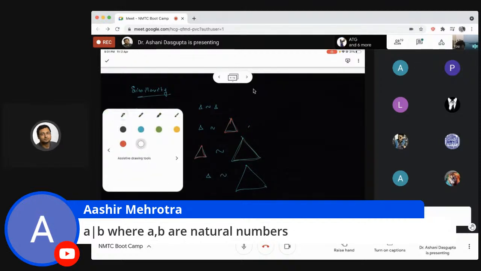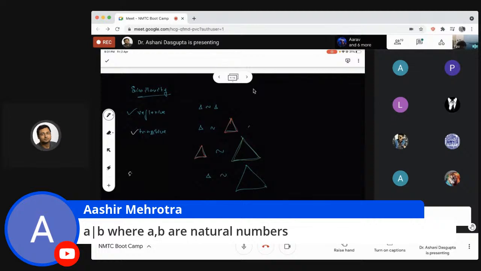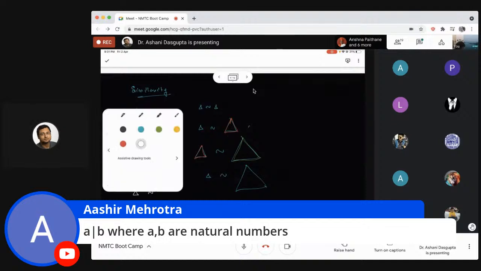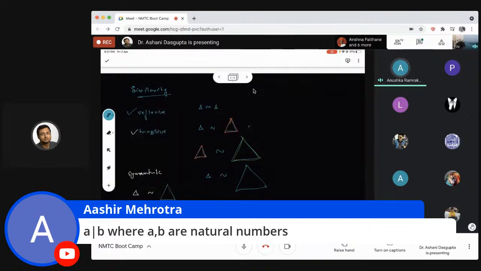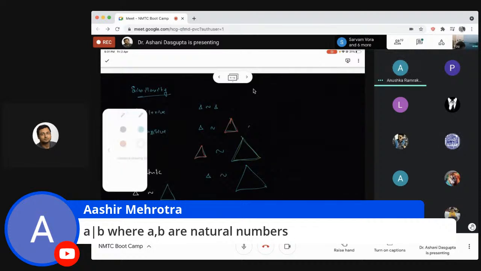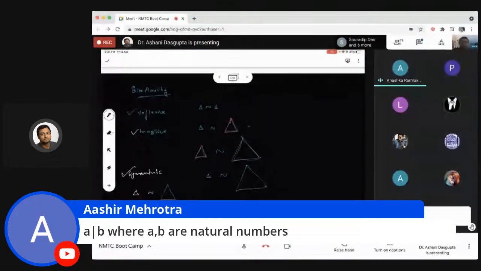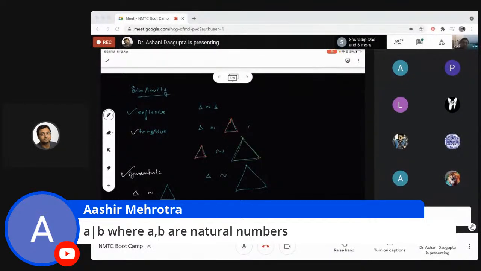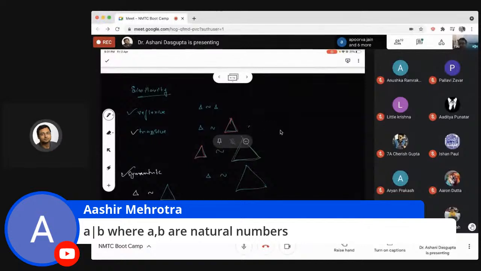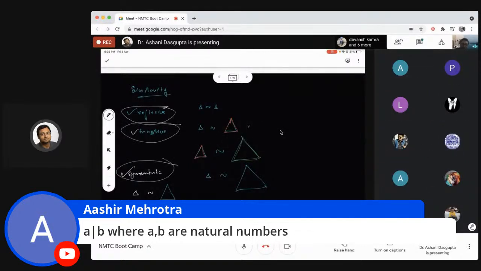What about the third case? Is it symmetric? That is, if this white triangle is similar to this blue triangle, will the blue triangle always be similar to the white triangle? Of course, that works. So that is the definition, by default definition, of an equivalence relation, if these three things happen. So yes, similarity is an equivalence relation.